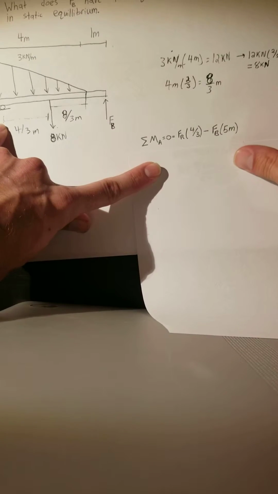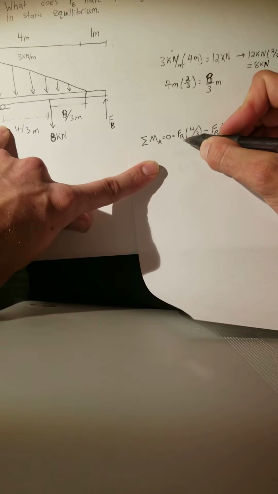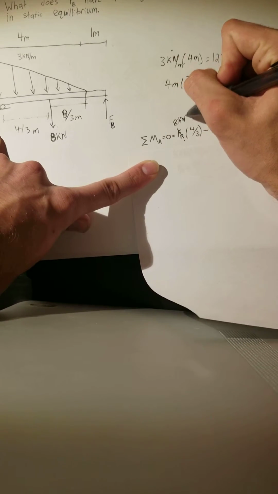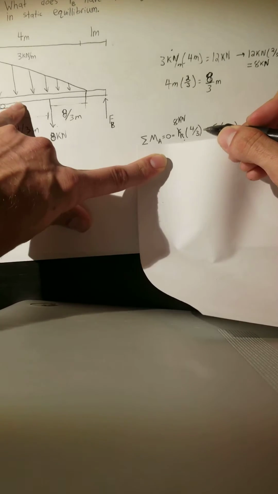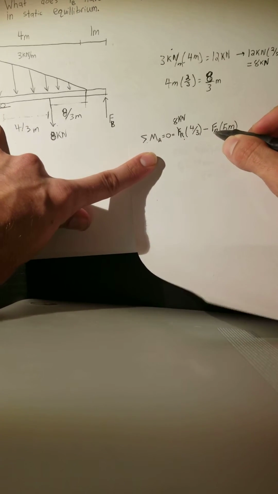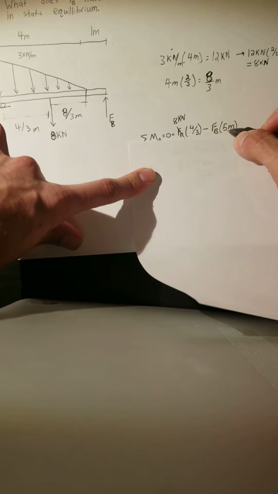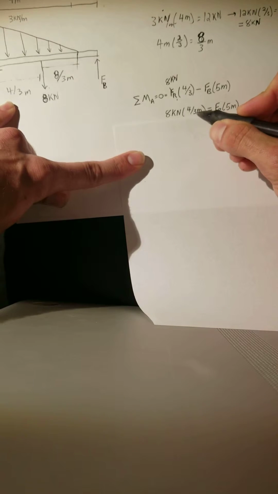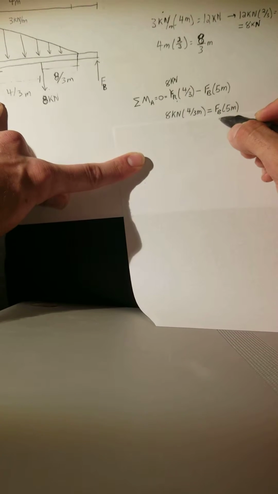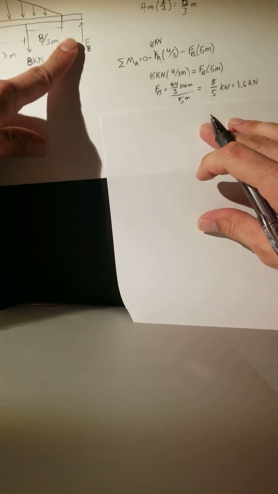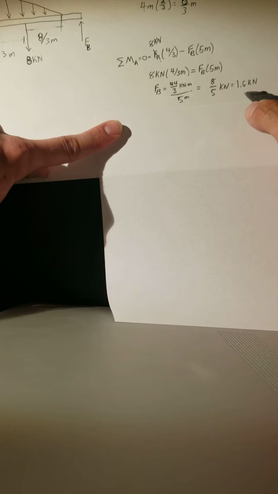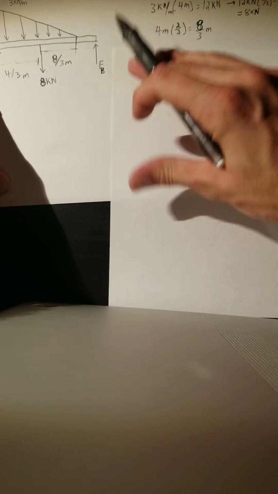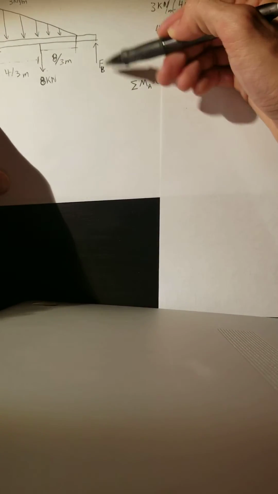So next thing we're going to do is find the moment about point A. This is going to be the resultant force that we just got. That's going to be that 8 kilonewtons, and multiply that by the 4/3 distance from A, and subtract that from force of B. That's going to be a distance of 5 meters. So we get 8 kilonewtons times 4/3 meters is equal to force of B times the 5 meters. In the end, that's going to give us a force of 1.6 kilonewtons acting on the far end of this beam at FB.